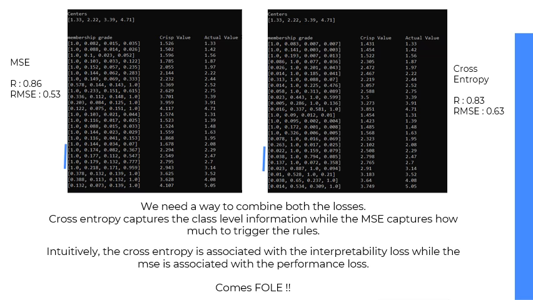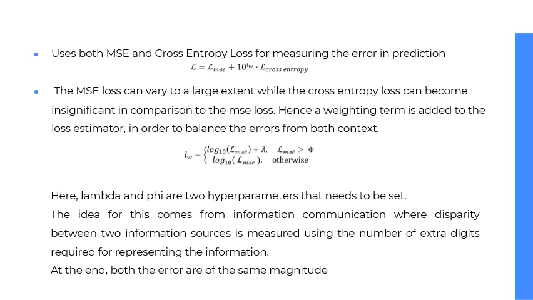In order to tackle this issue, we used the cross-entropy loss. In this, we were able to get admissible rules. However, the model performance deteriorated. So intuitively, the MSE controls the performance of the model architecture, while the cross-entropy controls the interpretability of the rules. FOLE works exactly by combining both these losses. FOLE uses both the cross-entropy and the MSE loss.